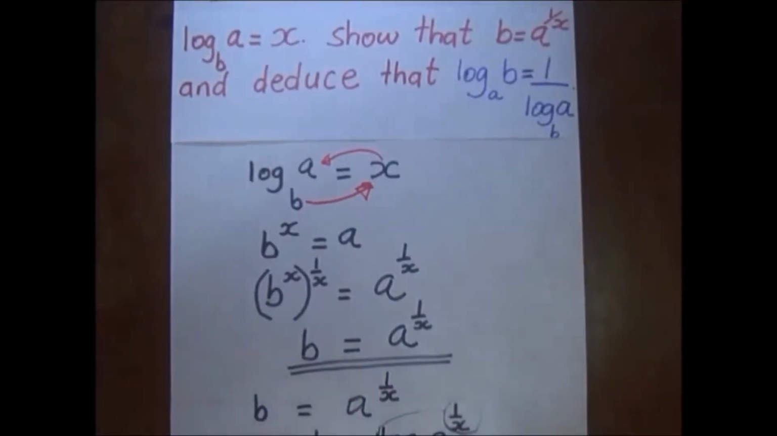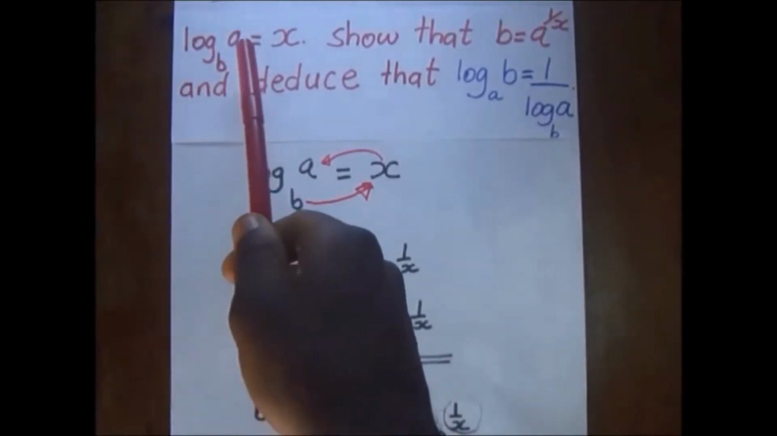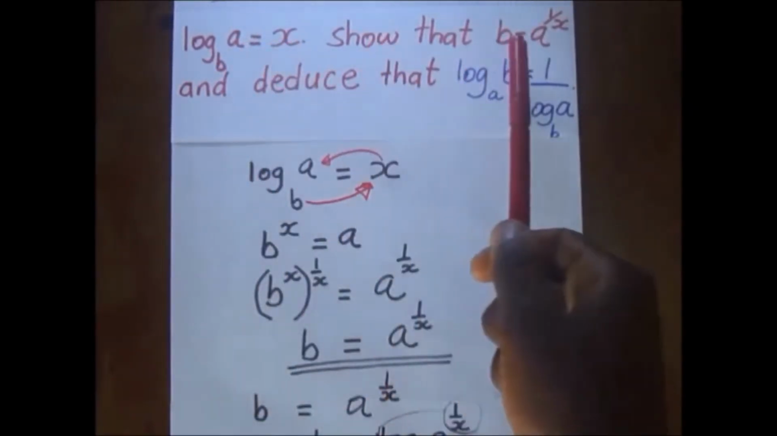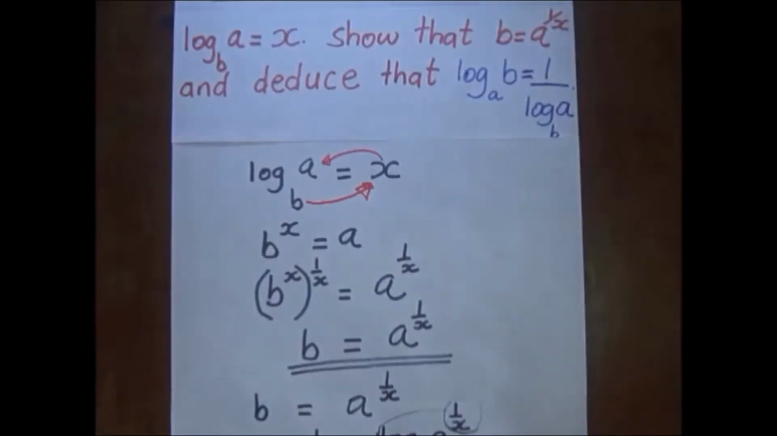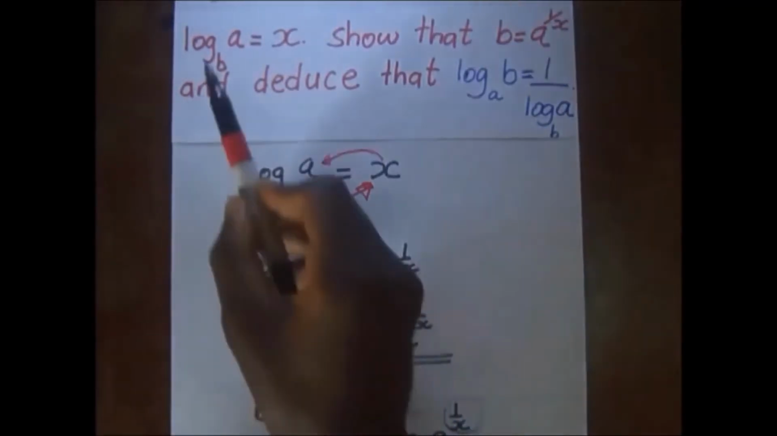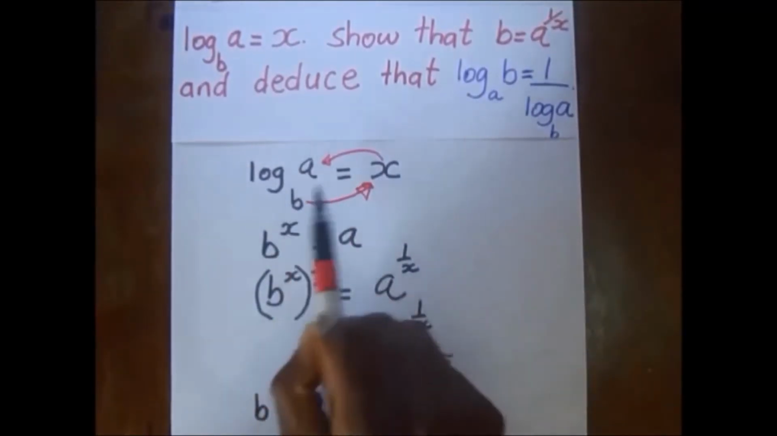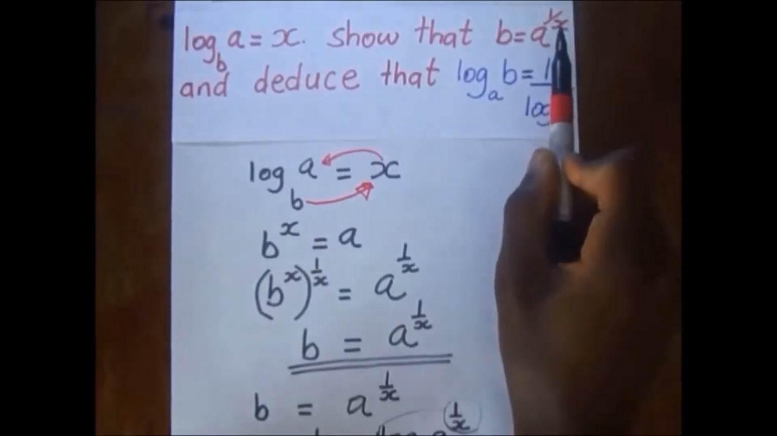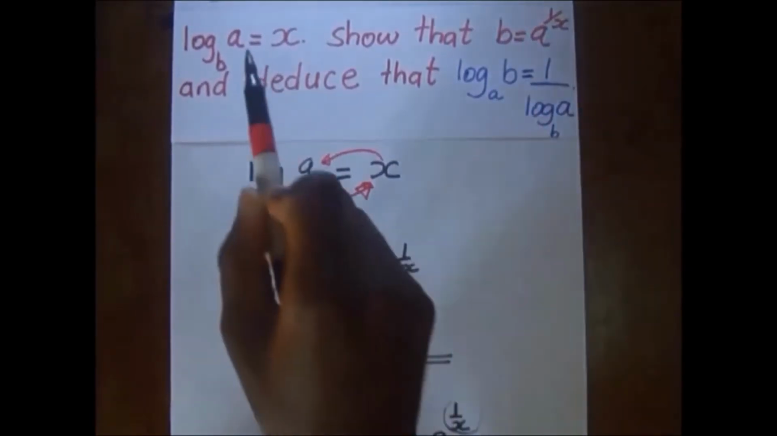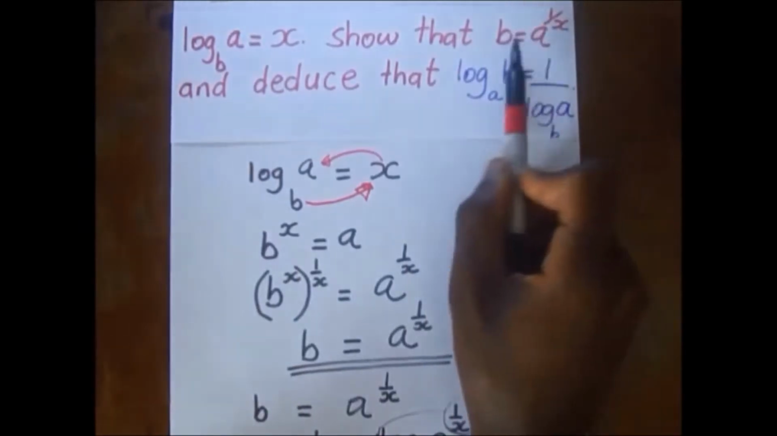On your screen, log of a base b is equal to x. Show that b is equal to a to the power 1 over x, and from that deduce that log of b base a is equal to 1 over log of a base b. So we shall start with the calculation. From here, they are telling us that log of a base b is equal to x, that we deduce from this to show that b is equal to a to the power 1 over x. So we are coming from here to go to there.